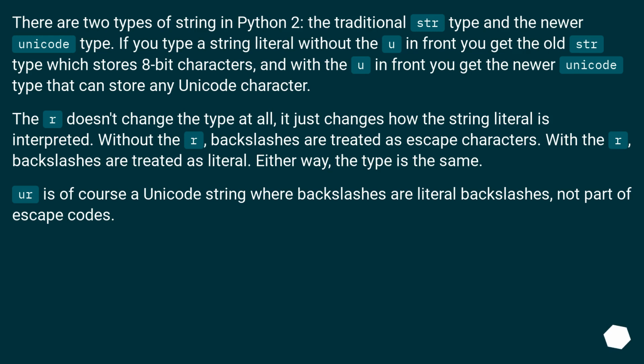There are two types of string in Python 2, the traditional str type and the newer Unicode type. If you type a string literal without the U in front, you get the old str type which stores 8-bit characters, and with the U in front you get the newer Unicode type that can store any Unicode character. The R doesn't change the type at all, it just changes how the string literal is interpreted. Without the R, with the R, either way, the type is the same. This one is of course a Unicode string.